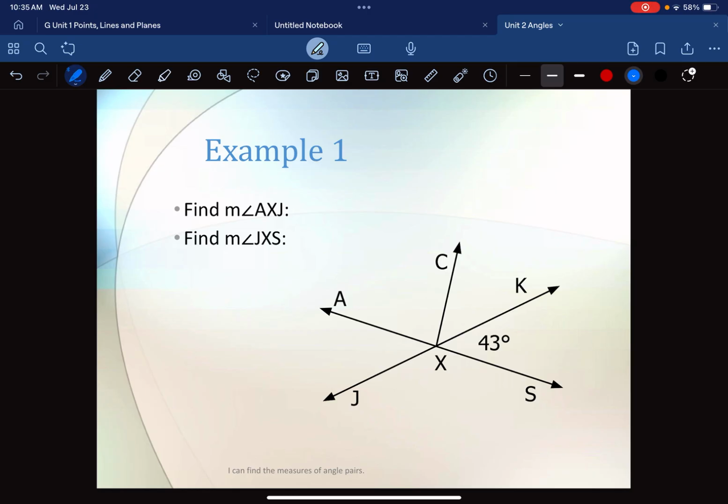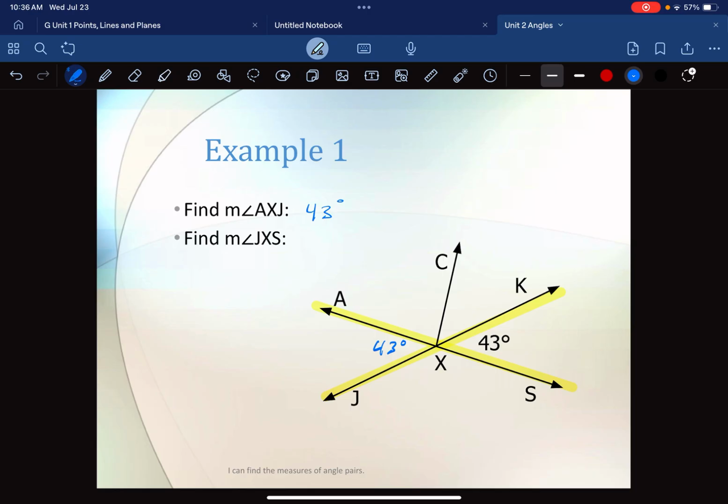And so what I notice in this drawing, before I even look at what they're asking me to find, I'm going to just start labeling things that I know the measure of. So this angle over here, KXS, is 43. Well, its vertical angle is this AXJ. It's the other half of that capital X, remember. So vertical angles make this big capital X like that. So it's the left and the right halves of that X that then are equal. So 43 was the right side, so 43 has to be the left side there at AXJ. And that's one of the angles they're actually asking for. So AXJ is 43 degrees.